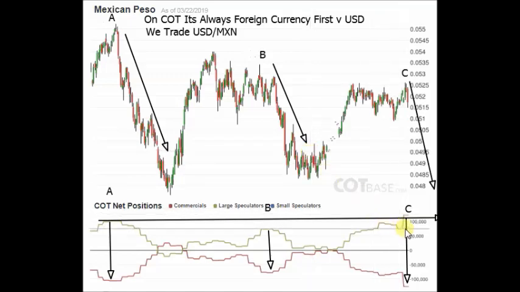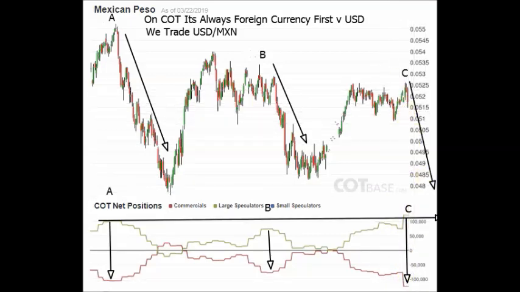This week, if we look at the divergence, the specs have gone above this divergence A. Really big buying, commercials really big selling, and the peso has come off. So we're expecting more selling of the Mexican peso, so the USD to go up on the MXN. So the commercials really indicating that this should follow through.